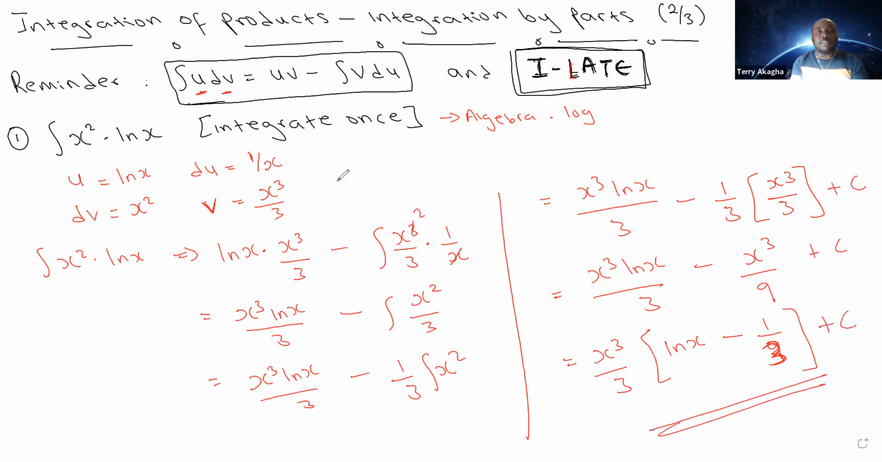So when you integrate the product of x squared and ln x, the answer you're going to get is x cubed over 3 times the bracket ln x minus 1 over 3, plus c.